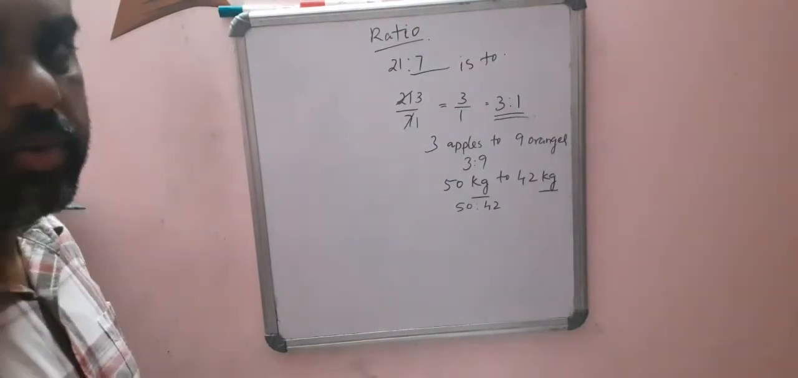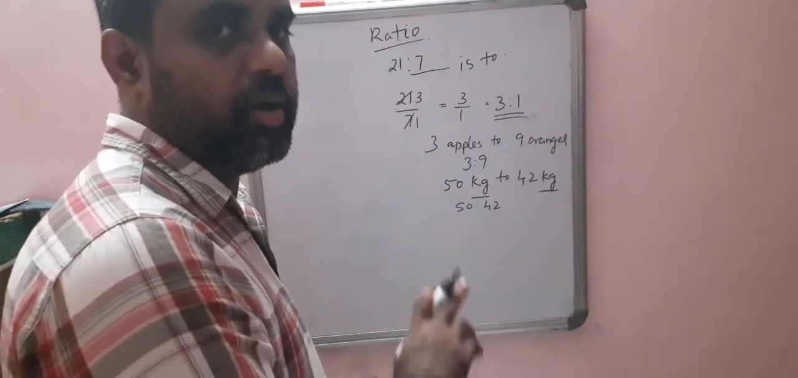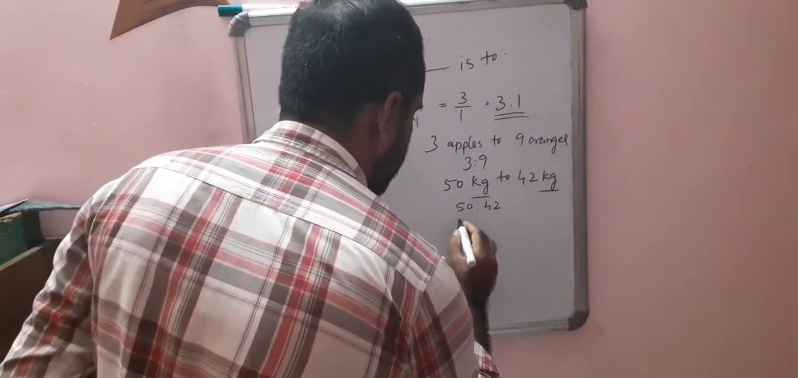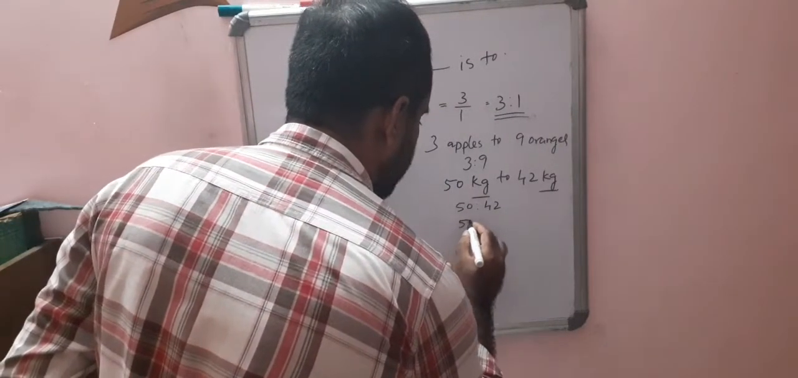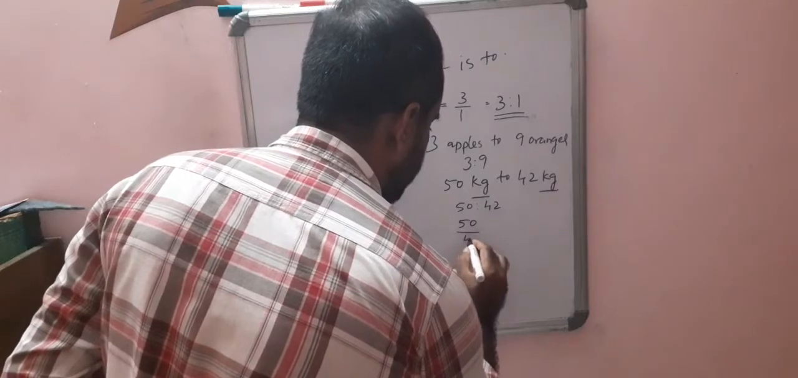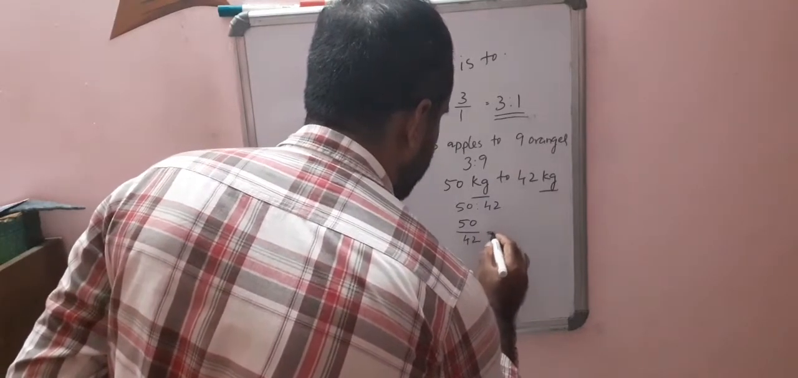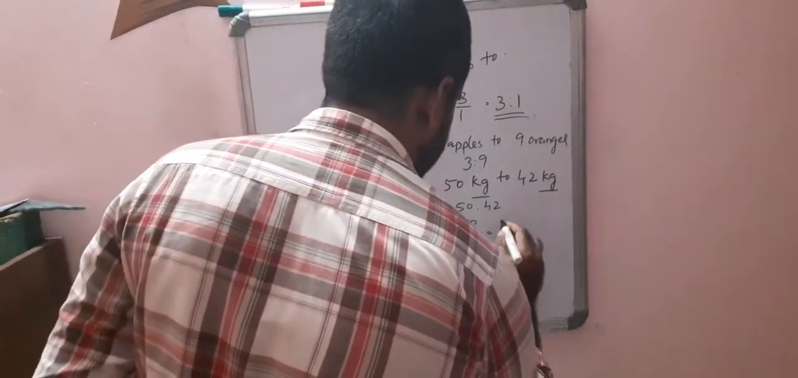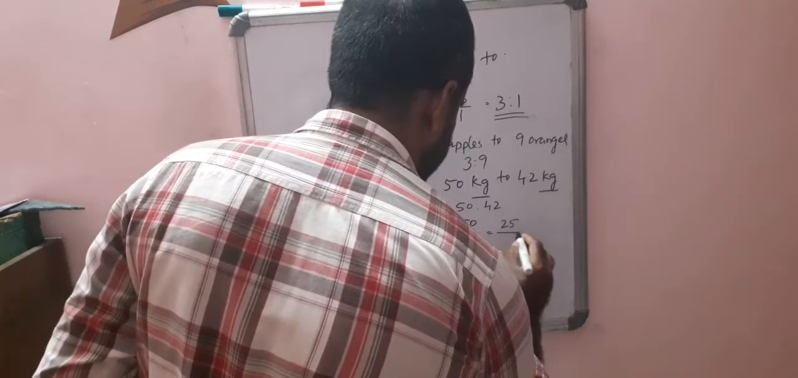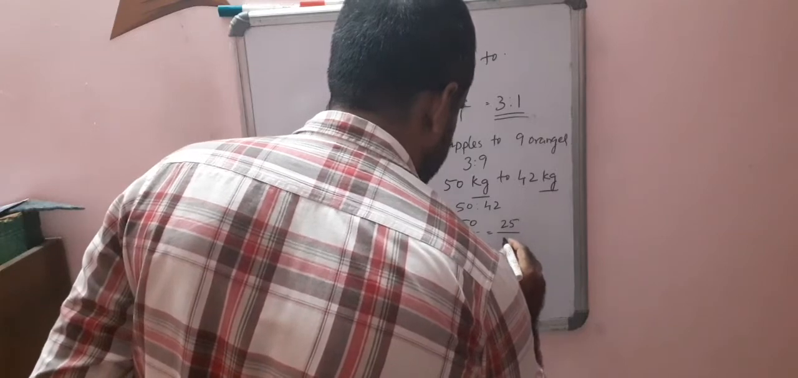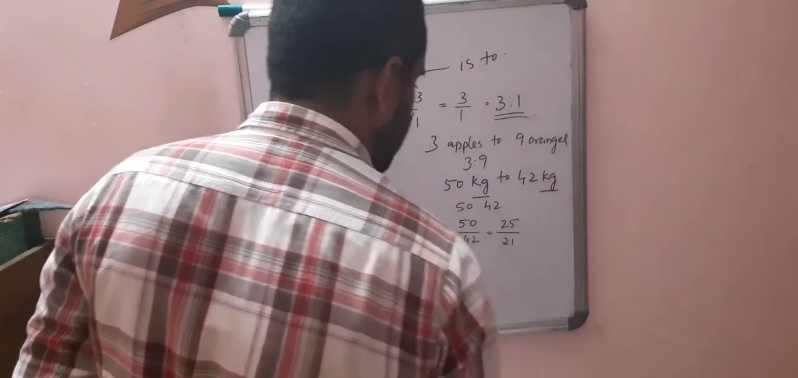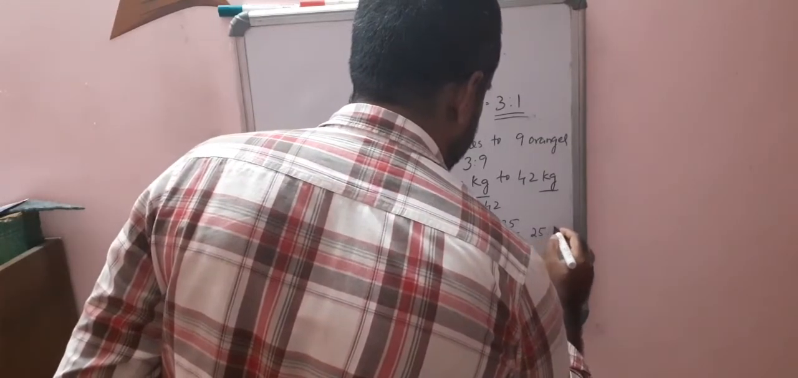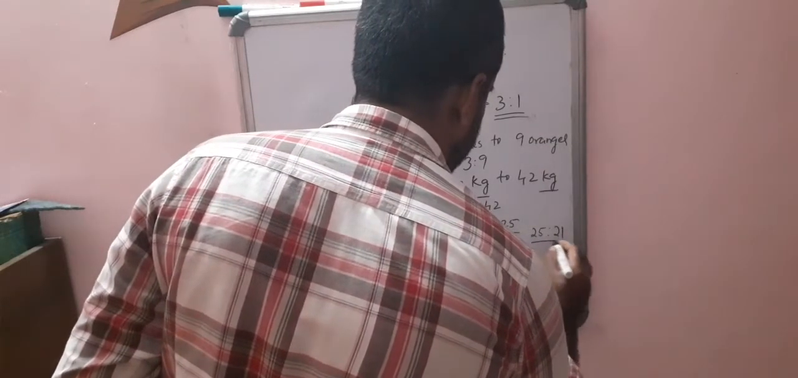So like I told earlier, we have to further simplify this. So when you further simplify this, we have to divide 50 by 42, which is equal to, how can we further simplify this? You can divide by 2, I guess. It is 25, and here it is 21. So what is the ratio? 25 is to 21 is the ratio.